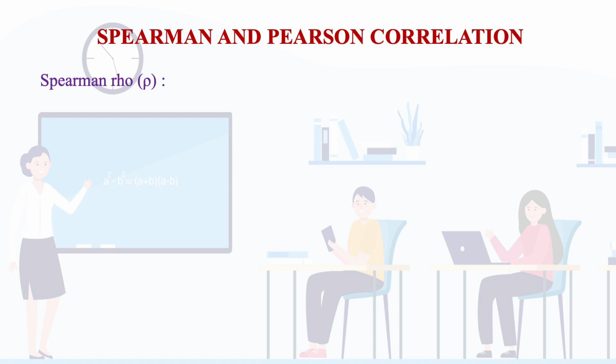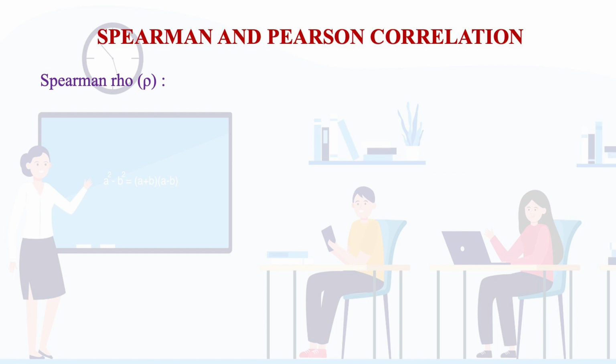Let us try to understand the correlation method that you have to use to find out the correlation coefficient, or the reliability coefficient, of a test when you are using the test retest method. Here you can use the Spearman method or the Pearson method. The Spearman method is called rho, R-H-O, rho. It is the symbol.